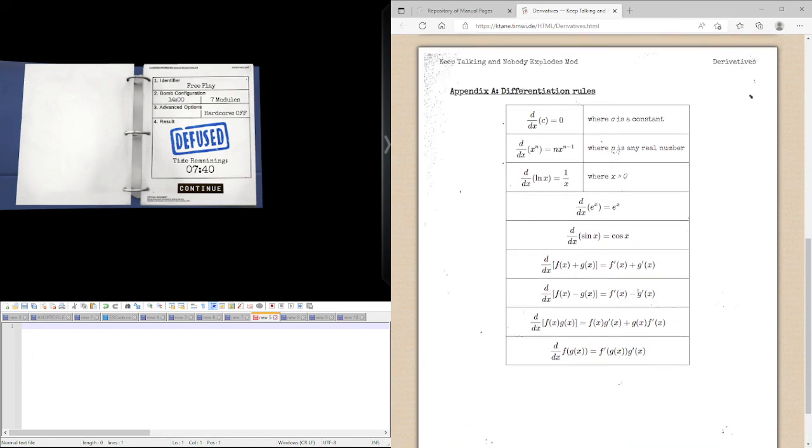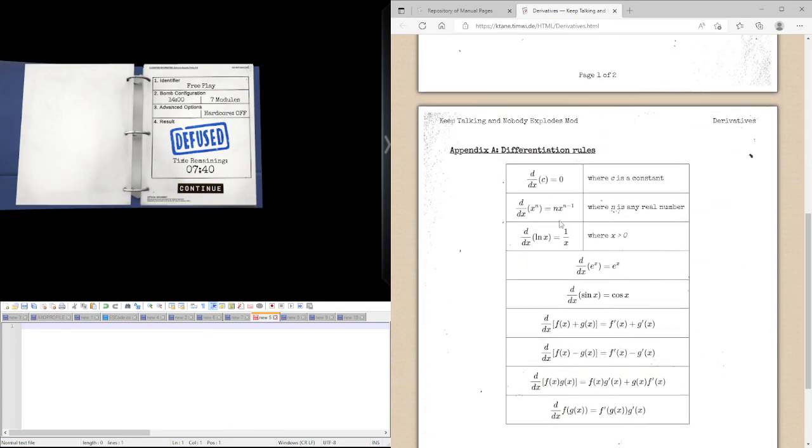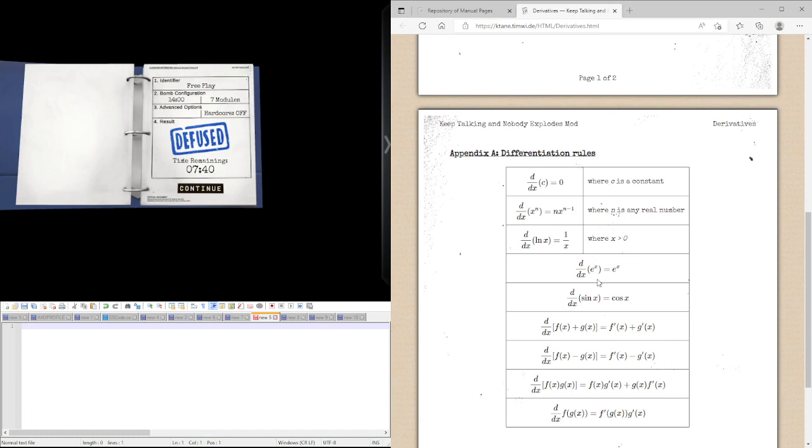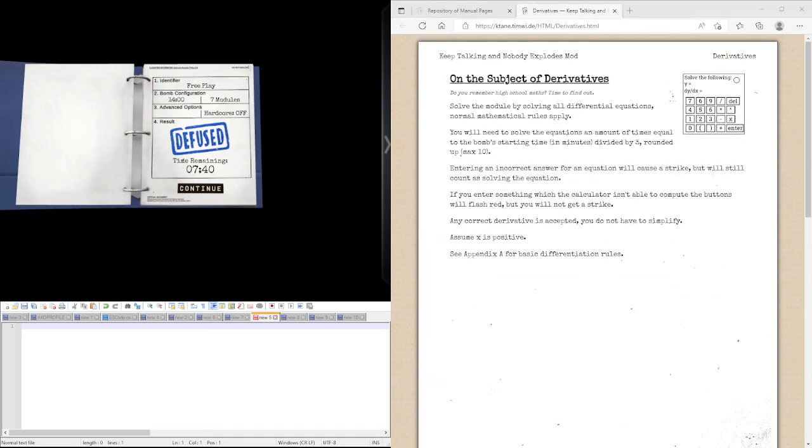So this is quite a basic definition of how I've done it, but if you want a better description of some of these, I would suggest looking for actual math-based videos. But hopefully you understand how to solve a derivatives module now, and I'll see you guys in the next tutorial.